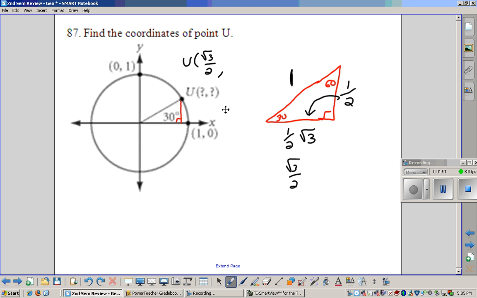That's how far over in the x direction we need to go for the point U. How far up do we need to go? That represented 1/2. So that's our x and y coordinate for the point of U. That's it.